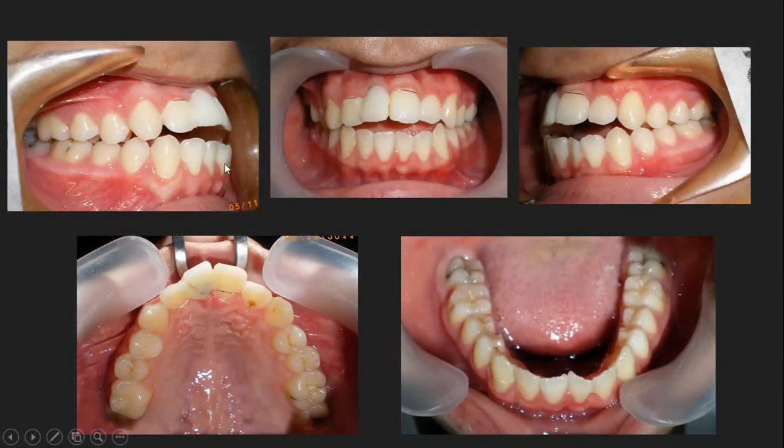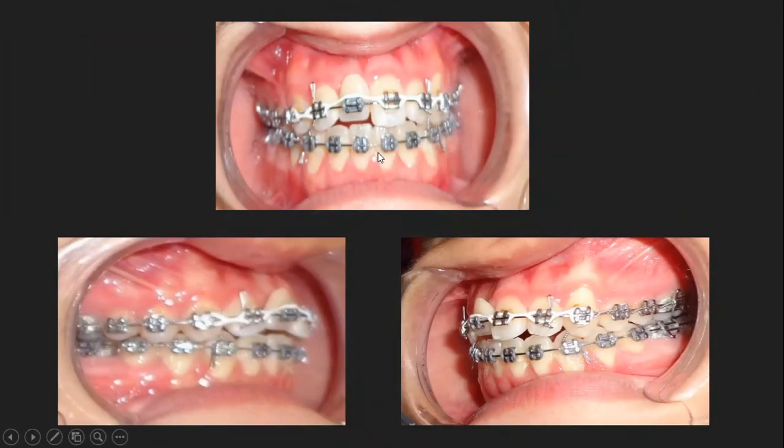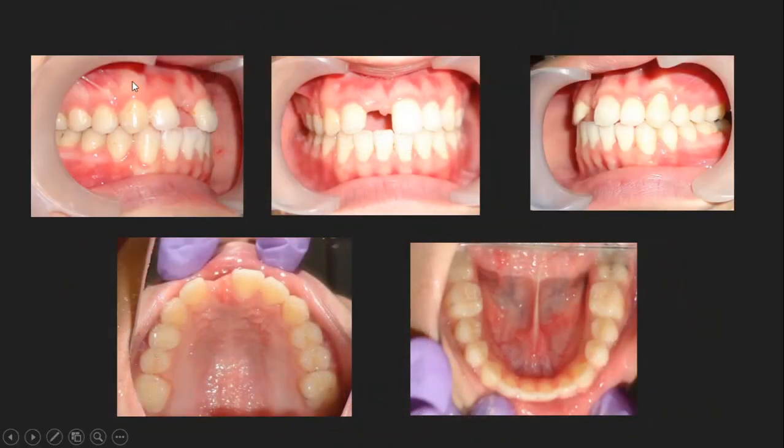Here's another case. This one has an open bite, and what the patient is missing is a central incisor. So we fix the bite first, fix the occlusion, set the occlusion to class 1 on both sides, and leave this place here for prosthodontic rehab via implants.